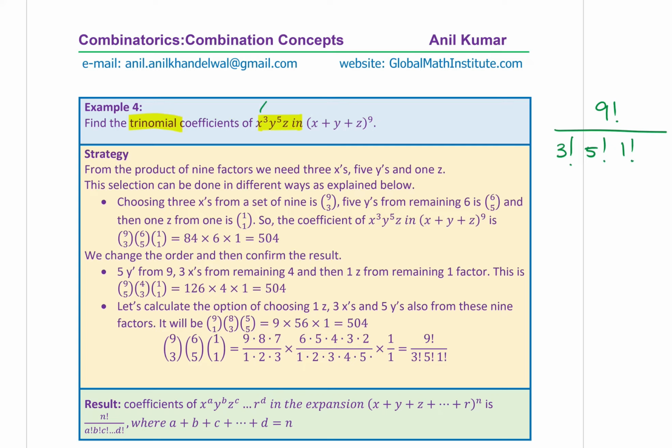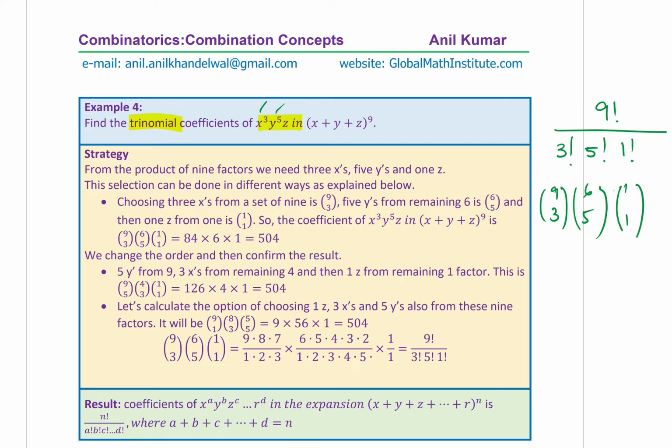You could select first these, right? You could select 3 x's from 9 of these factors. Do you get the idea, right? First select 3 from this. So you could write 9 choose 3, right? Now, once you've done that, then you have to select those 5 from the remaining 6, correct? And once you've done that, then from the remaining 1 you select 1. Even then you get your answer, which is the same as 9 factorial divided by 3 factorial times 5 factorial times 1 factorial. Perfect. So either way, you get your solution.